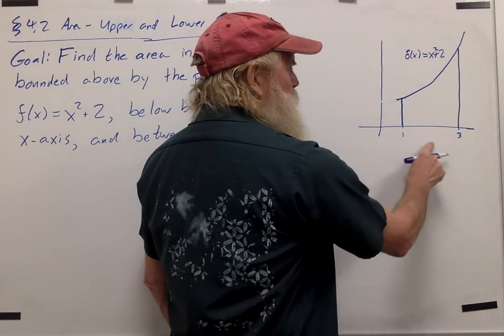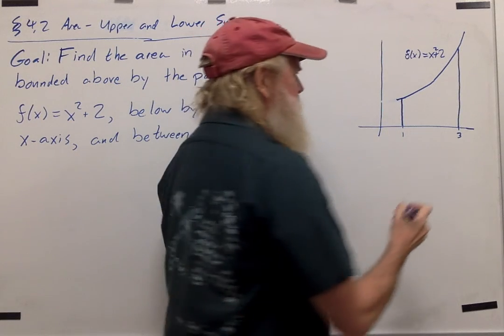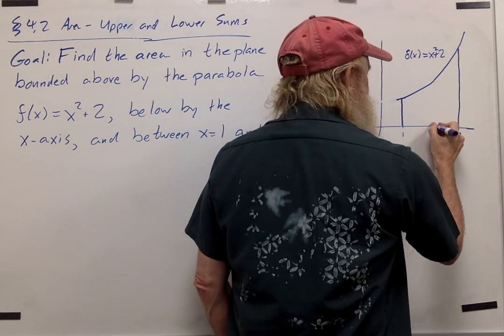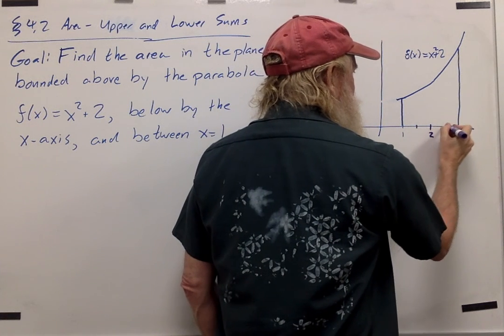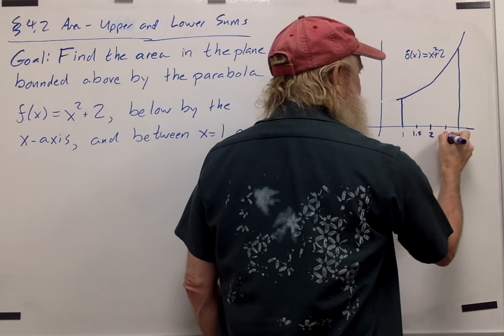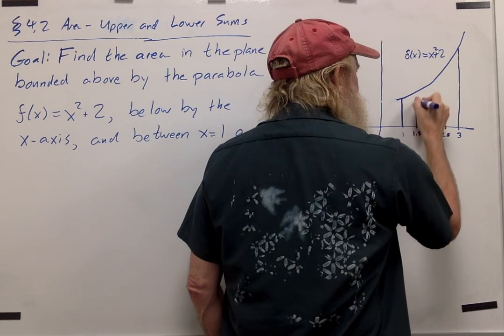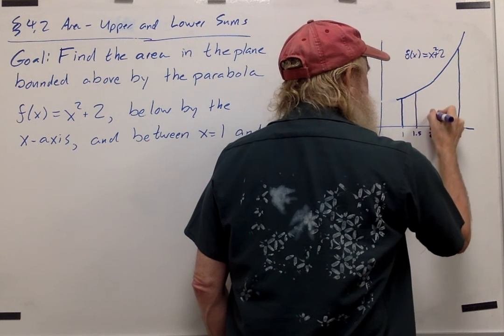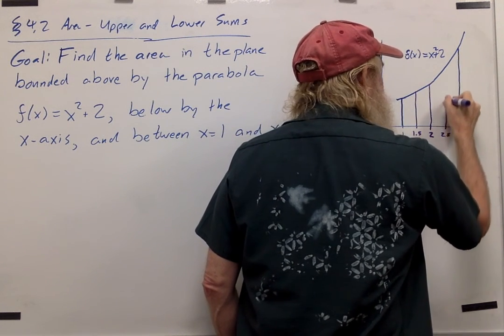What I'm going to do is break the interval between 1 and 3 into 4 equal pieces. So I'll split it in half at 2, and then split each of those intervals in half at 1.5 and at 2.5. Let me connect those points on the x-axis up to the curve y equals x squared plus 2.